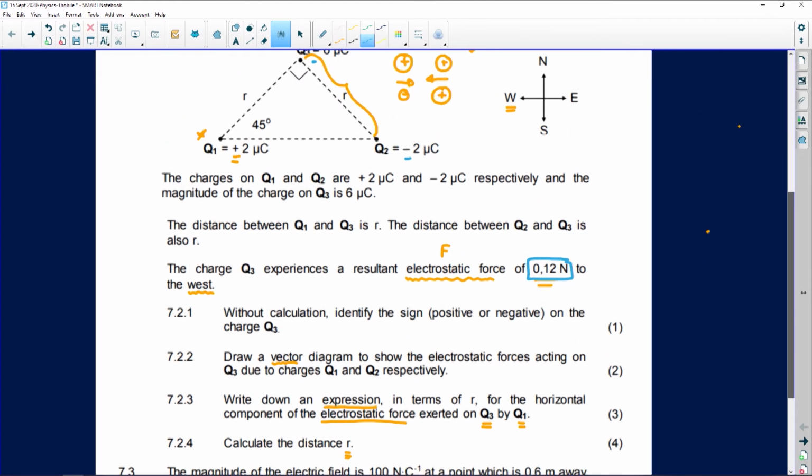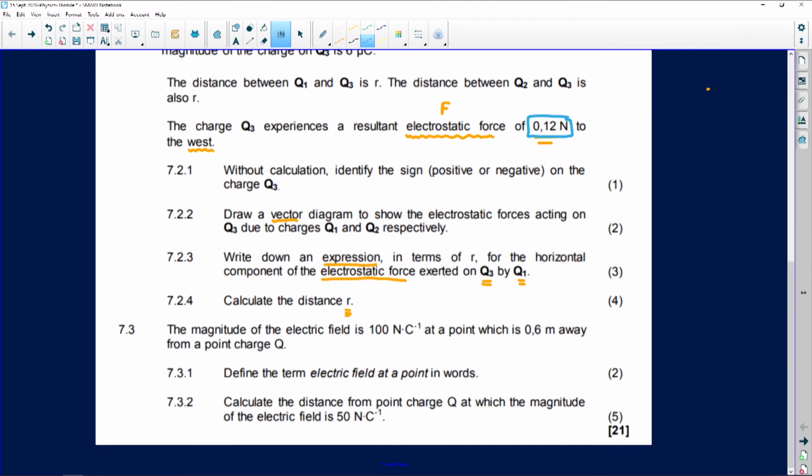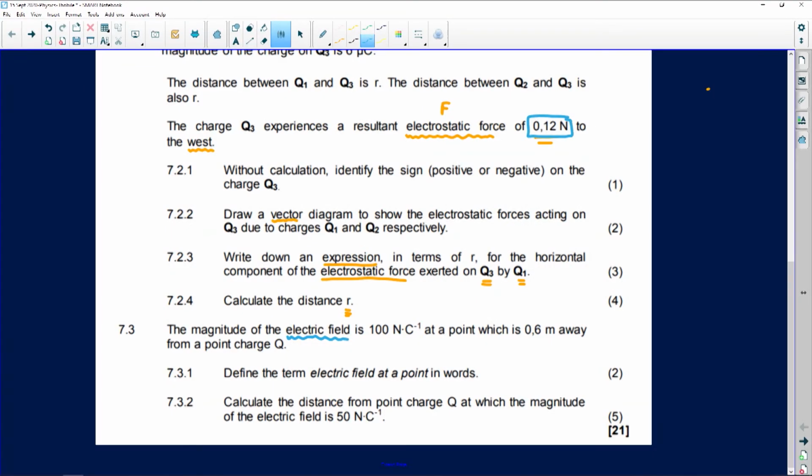The next question that I have, we've calculated r. Now we have another question that says the magnitude of the electric field. Now, my darlings, most of you confuse the electrostatic force with the electric field, right? The formulas are not the same. When we talk about electric field, we talk about a point charge. So make sure that you understand the different formulas. You do get both in the formula sheet, but you need to know where you use what. So the magnitude of the electric field is 100 nanocoulomb to the exponent -1 at a point which is 0.6 meters away from a point charge of Q.